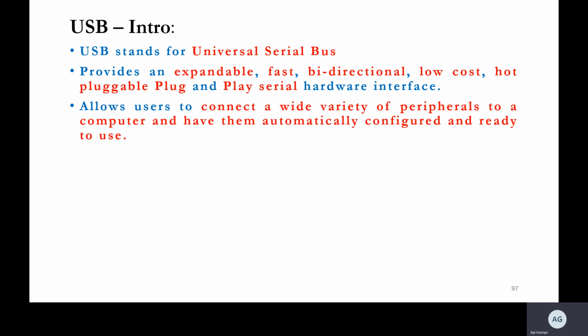So that is when the concept of USB came to be. Something that was universal, a standard which can be used on every peripheral device for connectivity. That is when the USB came into being. It is very popular nowadays because it has very good features. It is expandable. It is fast. Although it is a serial transfer, it is fast. It's bidirectional, it is low cost, and it is plug and play.